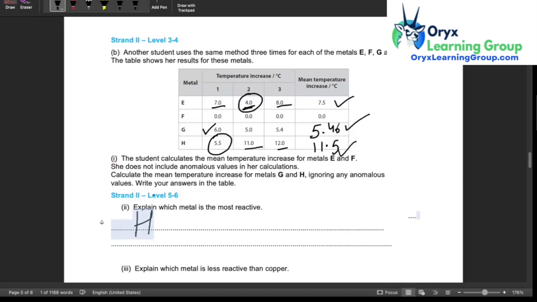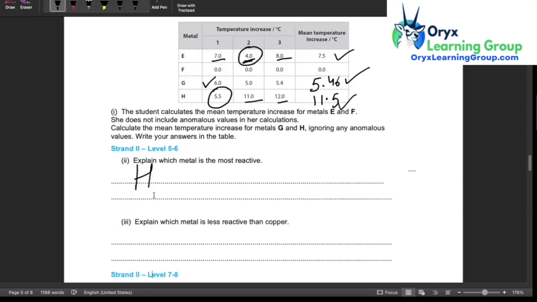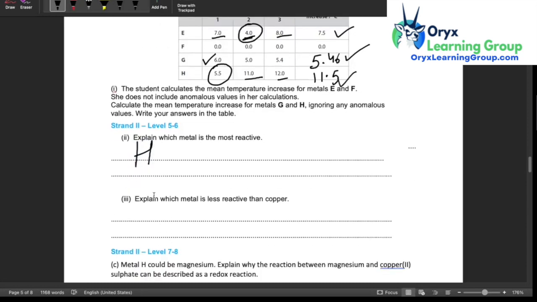Okay, so that's correct. Let's go to the next one. Explain which metal is less reactive than copper. So which one is the one which is less reactive than copper? Anybody wants to answer this one? Would it be F? Correct. Very good. Can you explain why? Because copper barely reacts and F had no reaction. Okay, so how do you know this? Because there is no change in the mean temperature.